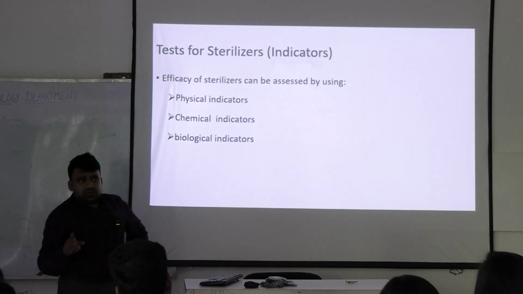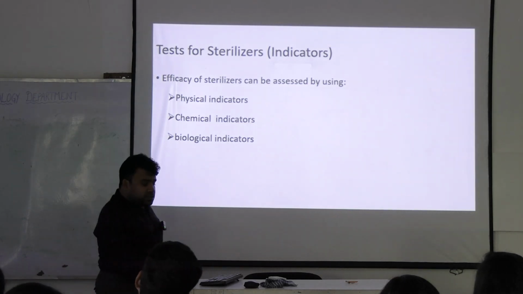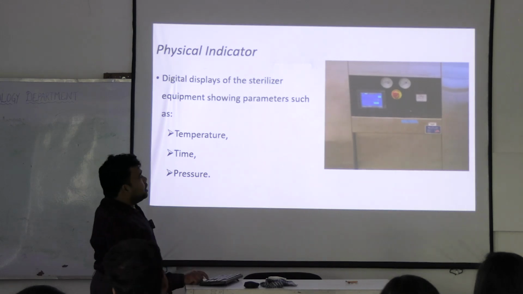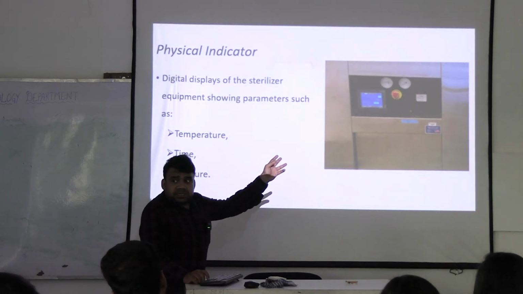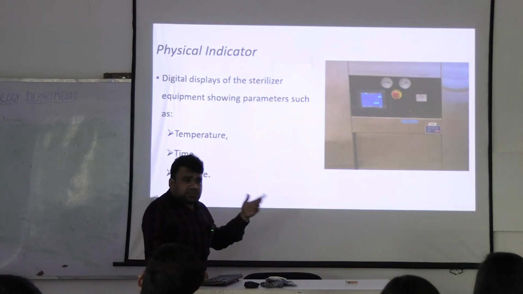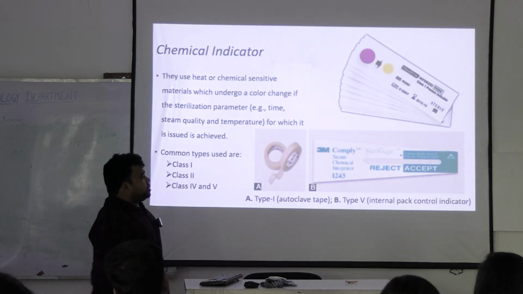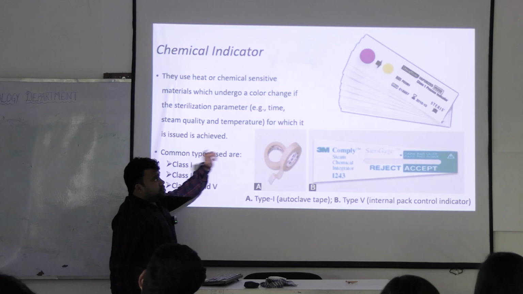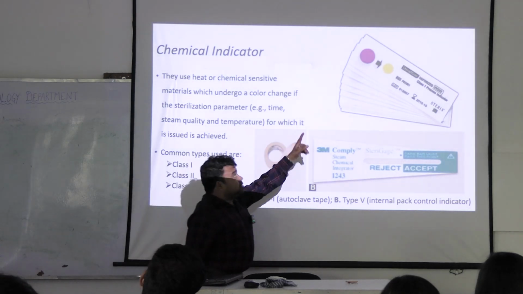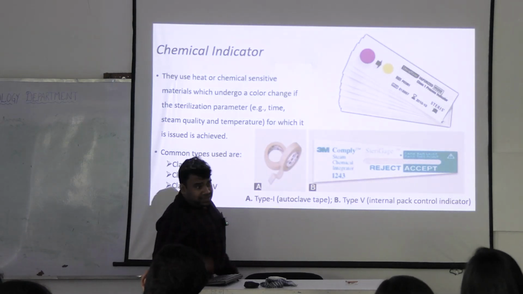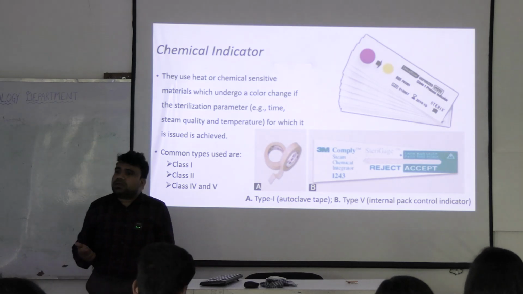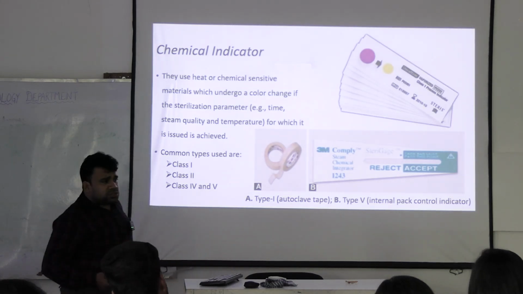Indicators: in the last class I already told you about indicators, physical indicators, chemical indicators, and biological indicators. I'll just show you the pictures. Physical indicators are the indicators shown on the machines, like temperature, pressure, etc. Chemical indicators have many categories like class 1, class 2, 4, and 5. The color will change when the exact process, that is either temperature or pressure, is fulfilled. There will be a change of the color.